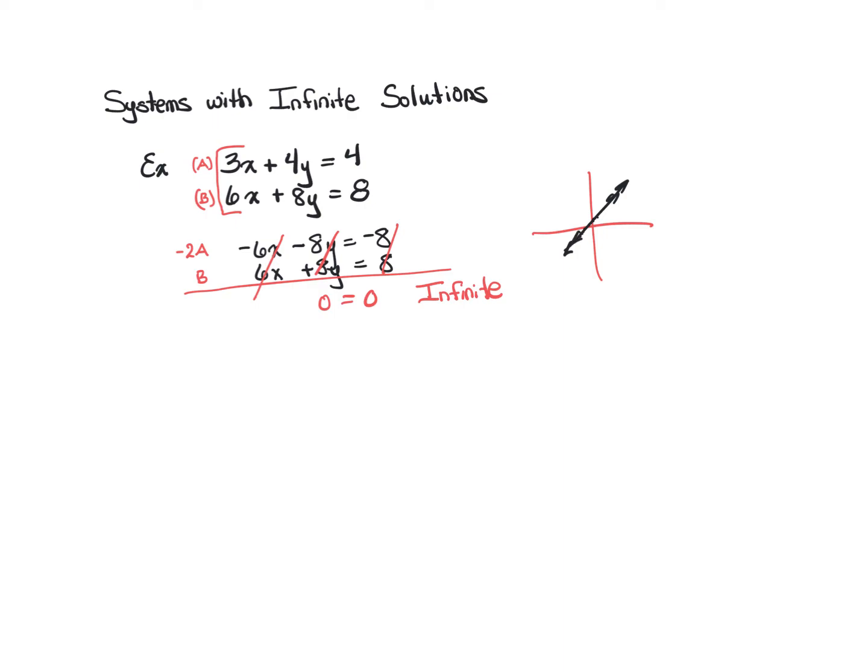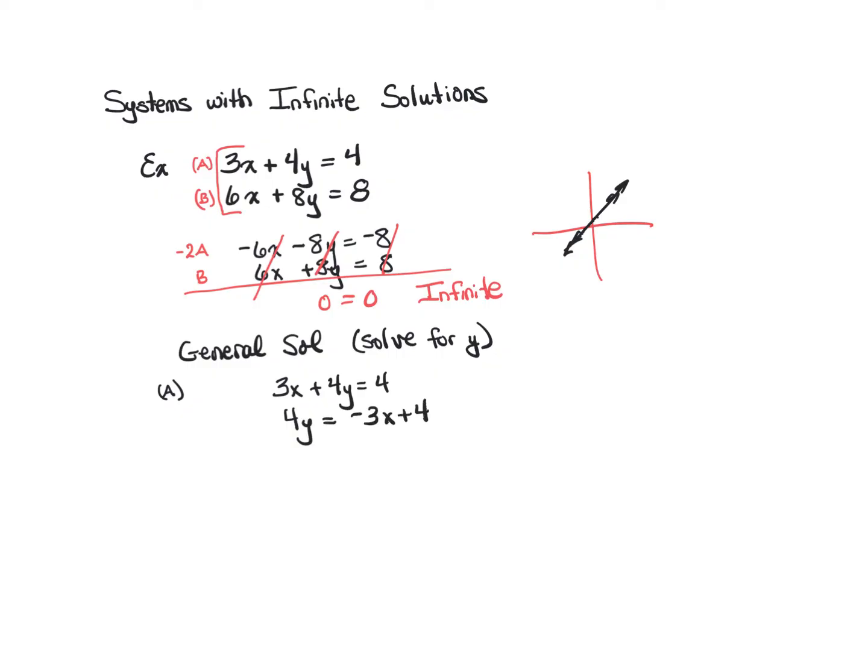So how do we represent that general solution? What we're going to do is take our first equation A, we could use B as well, and we're going to solve for y. That's going to give me 3x plus 4y equals 4. I'm going to subtract 3x, -3x plus 4, and divide by 4. Y equals -3/4 x plus 1.